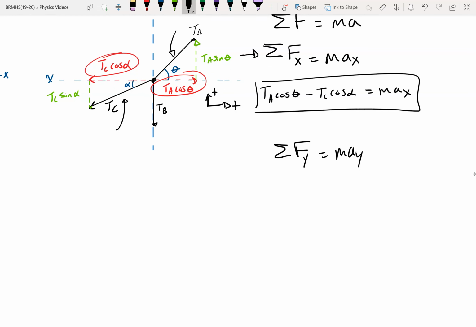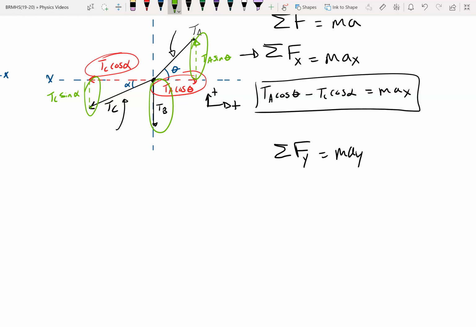So I look at what things I have in the y direction. I'm calling up positive. So you can see in the y direction I've got my TA sine theta that points up. I have TC sine alpha that points down in the y direction. And I also have, don't forget about TB over there, that's pointing straight down.